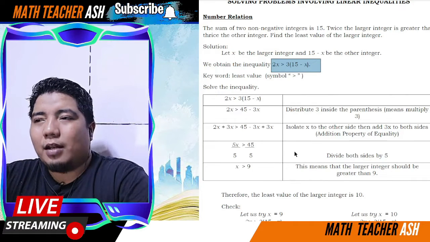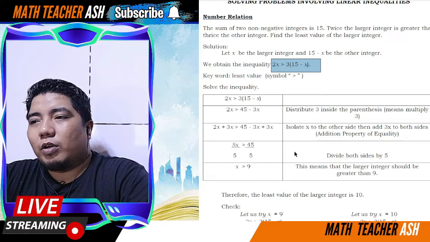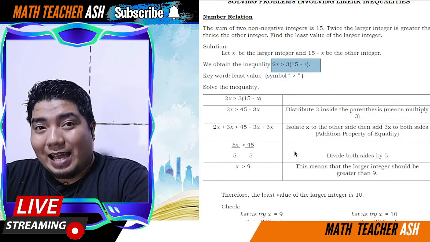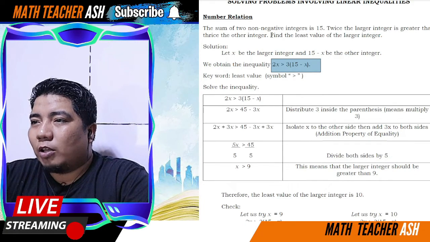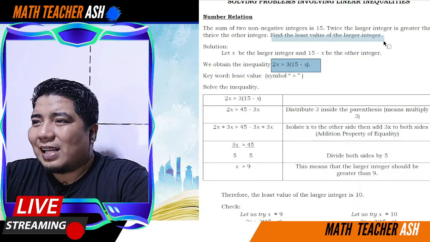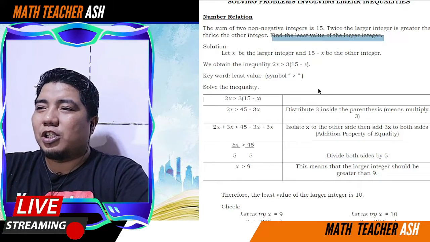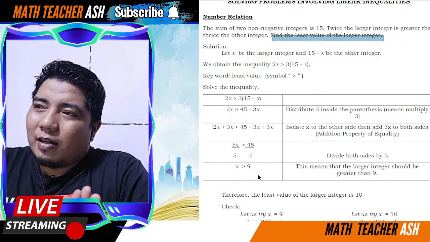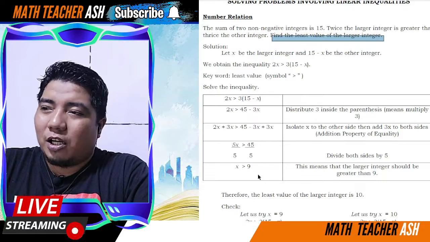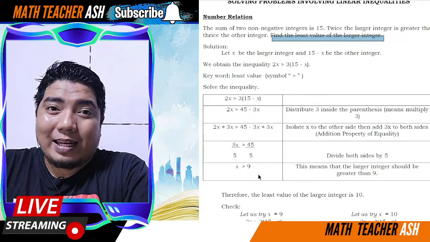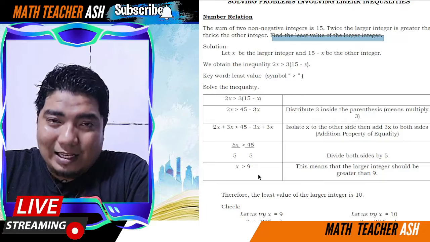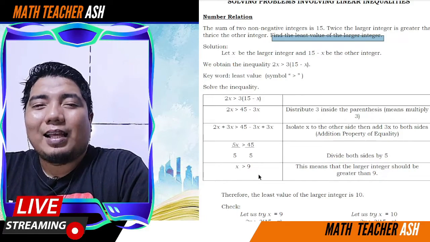This means the answer here is bigger than 9. So what is the least? This is what is being asked here. What is the least value of the larger integer? So what non-negative integer comes after 9, or is bigger than 9? So that is basically 10.